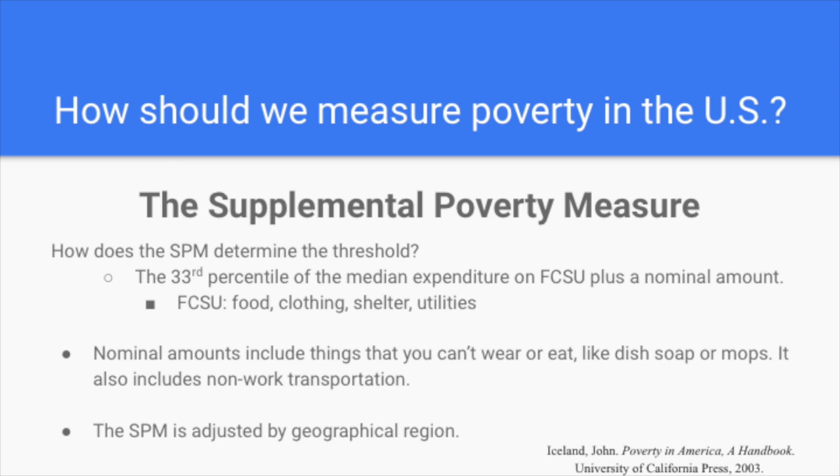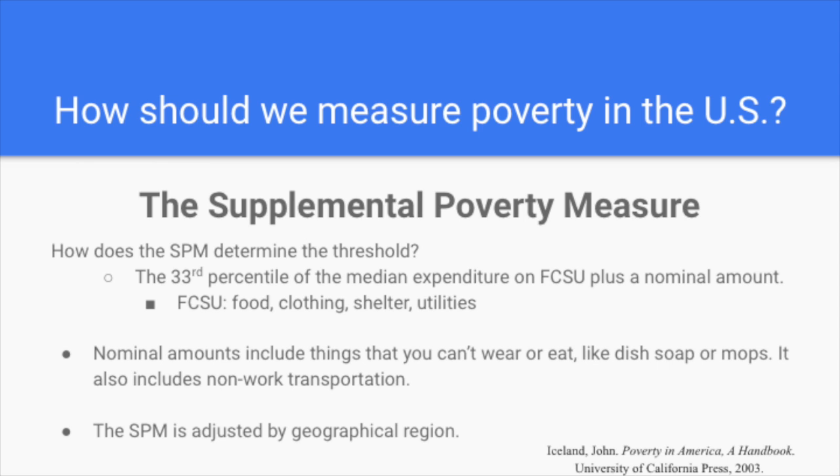How should we measure poverty in the U.S.? The Supplemental Poverty Measure, or the SPM. How does the SPM determine the threshold of who is and isn't poor? The threshold is set at the 33rd percentile of the median expenditure on FCSU plus a nominal amount for additional expenditures, not including medical bills, which is 0.2% of FCSU.